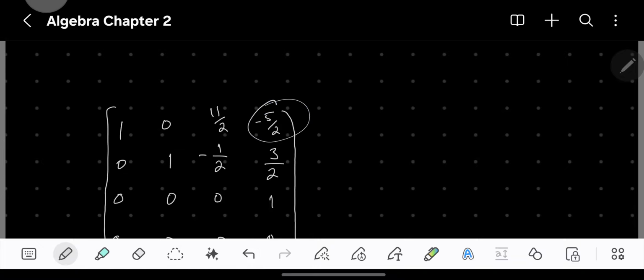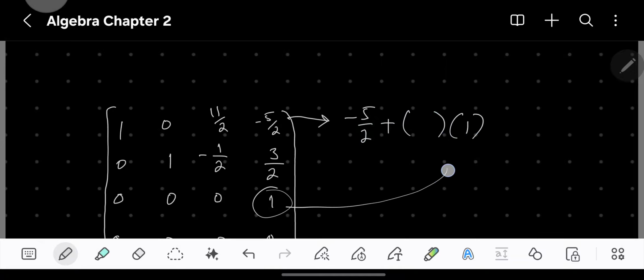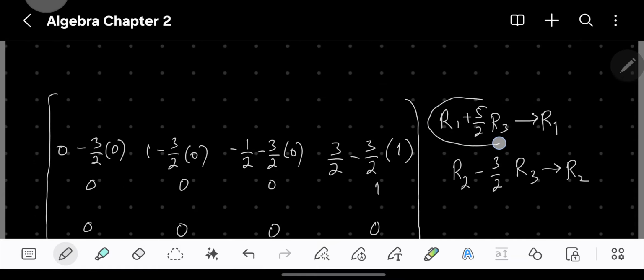Now I have to make changes in R1 also, because I have to make this 0 too. How can I make this 0? By using this pivot. I will write minus 5 by 2 plus something times the pivot. The pivot is 1, and obviously I will write 5 by 2. That means this refers to R1 plus 5 by 2 times the pivot. The pivot is R3. So this is the operation which I will make, and I will apply these changes in R1.